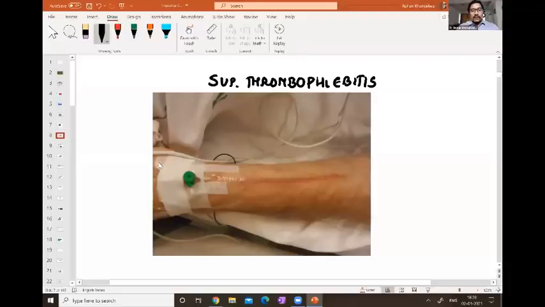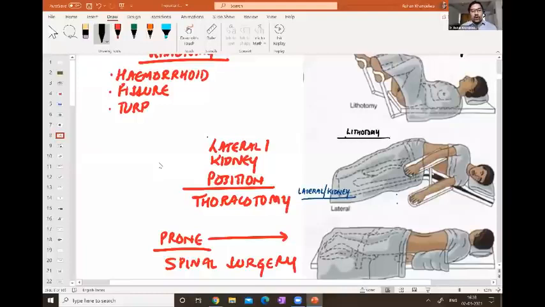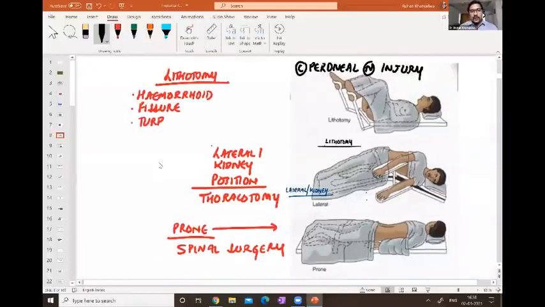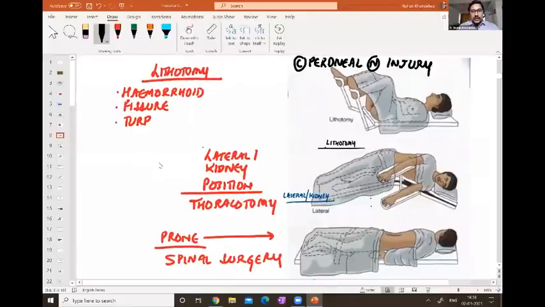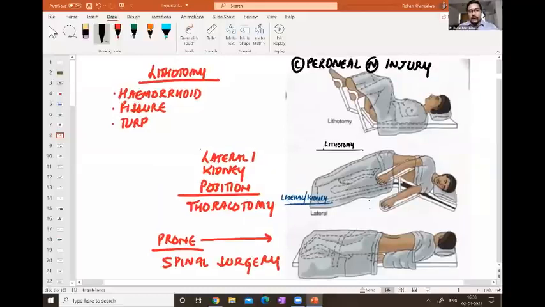The next thing, which is also commonly asked in the FMG exam, the various surgical positions. You all know about lithotomy position. Lithotomy position is commonly used for hemorrhoid surgery, for fissure surgery, for TURP. You know that TURP is transurethral resection of prostate. And you should know, this has also been asked in the exam, that common peroneal nerve injury is quite common if the legs are not supported properly. So if you don't support the legs properly, then that can give rise to common peroneal nerve injury.